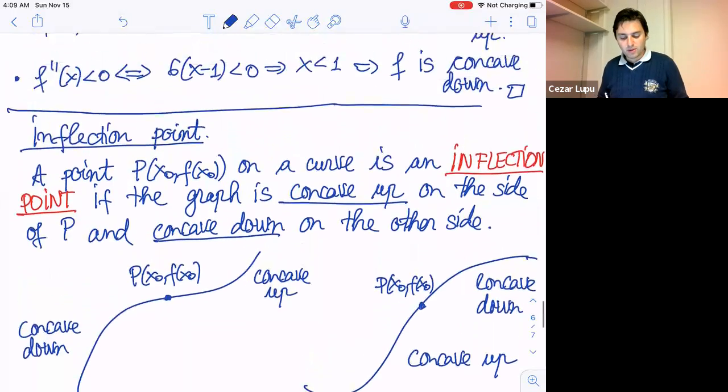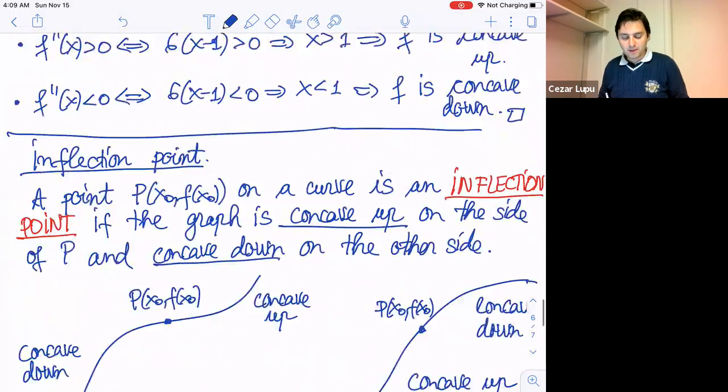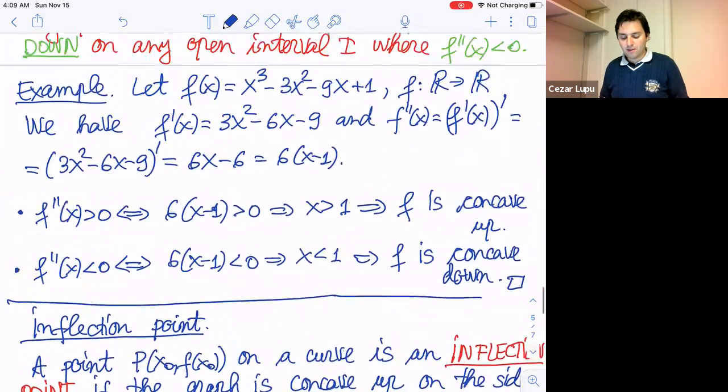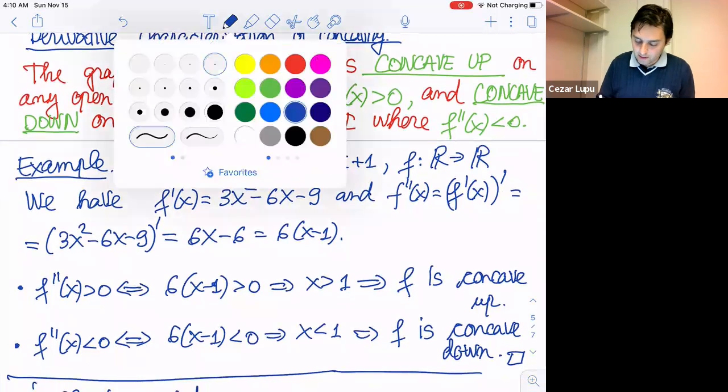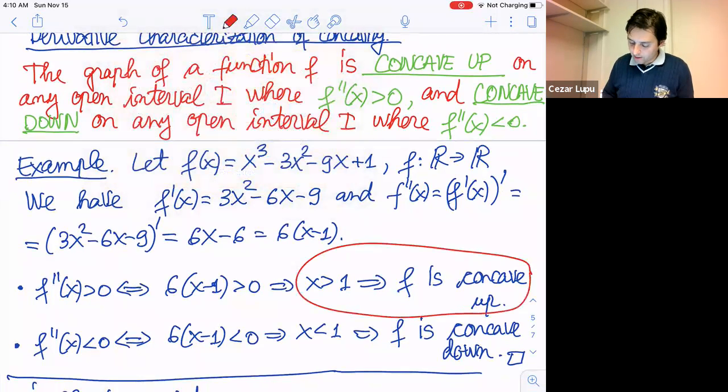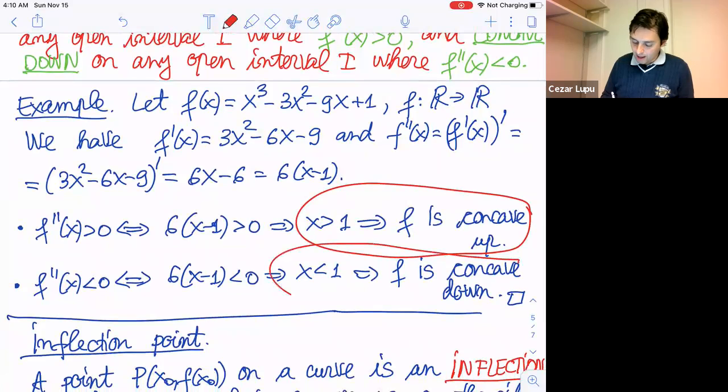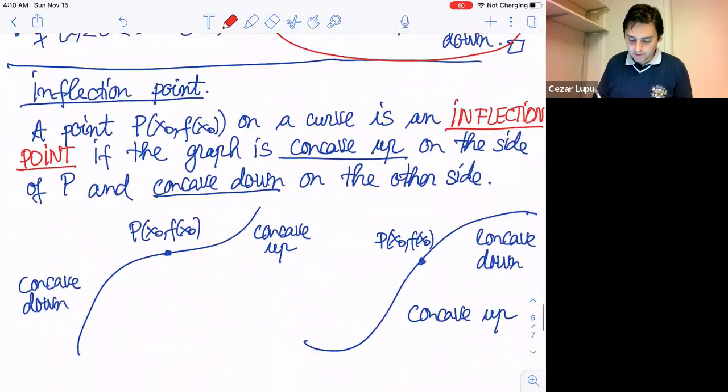And now let's just continue with the example. Now let's go back to our example. We have seen that for x greater than 1, my function is concave up, and for x less than 1, the function is concave down, right? Okay, that's beautiful.